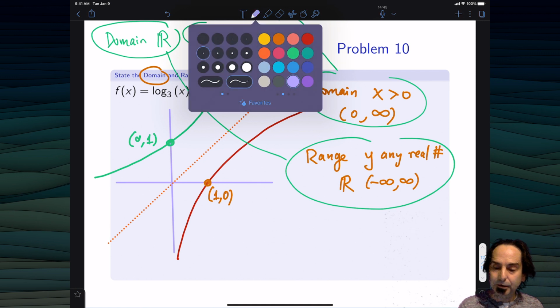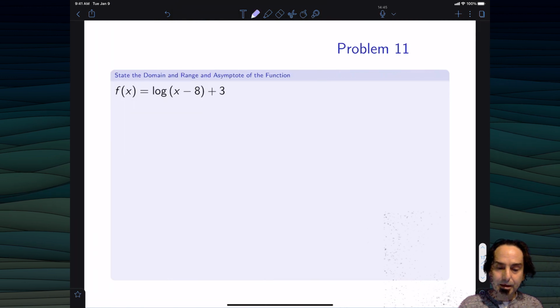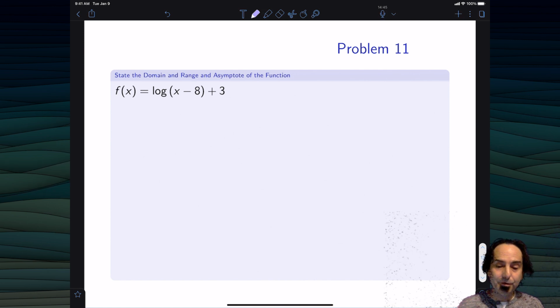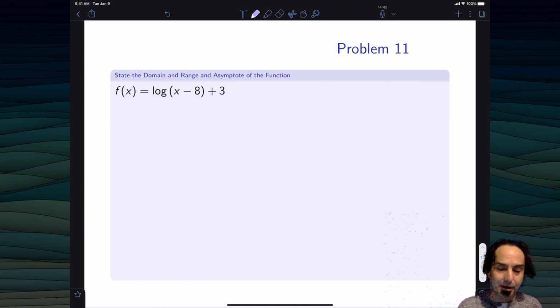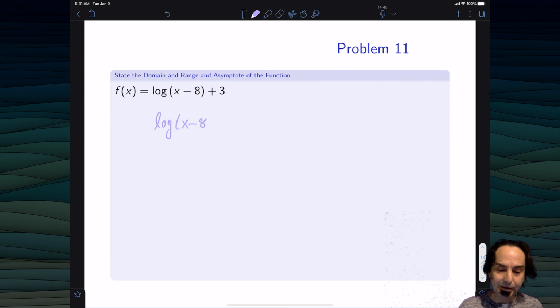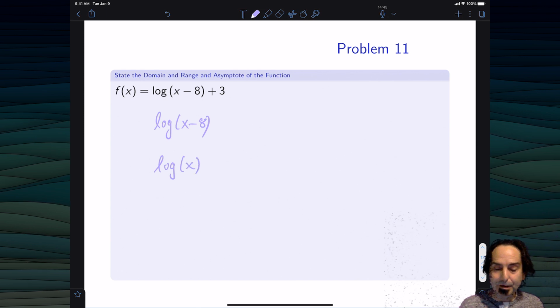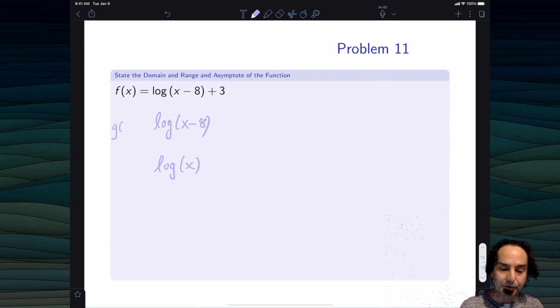Let's go to the next problem. A harder one, we want the domain, range, and asymptote of the function. And for this, you have to recognize that there's a graph transformation going on here. A simpler function is log of x minus 8, and a simpler function is just log of x, and that's base 10. So let's call these functions g of x and h of x.